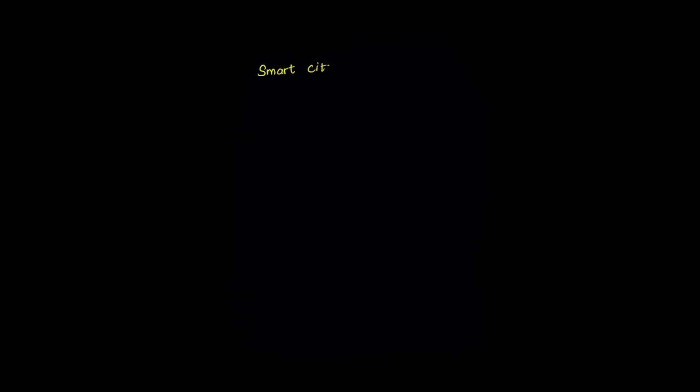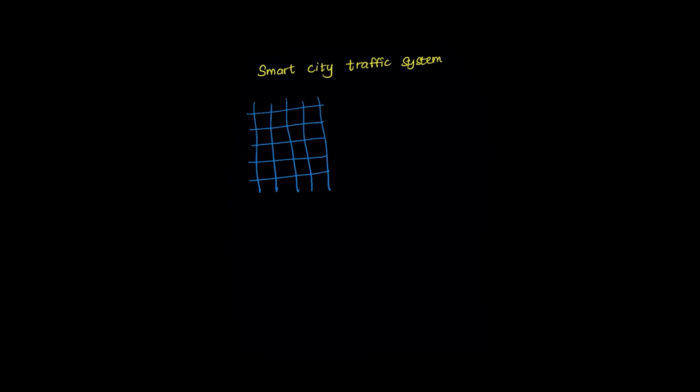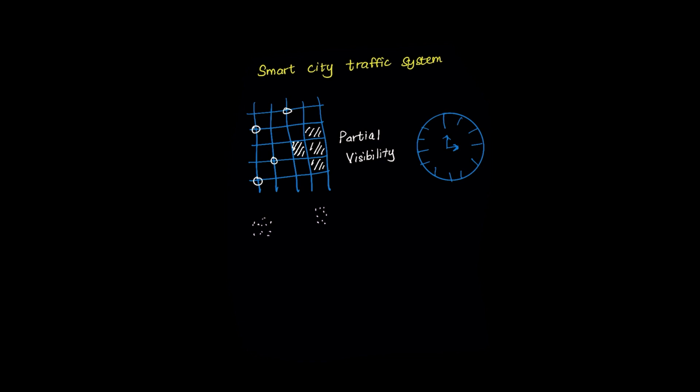Smart city traffic coordination showcases the complexity of multi-agent dynamic environments. The system is partially observable because no single sensor can see all vehicles, pedestrians, and conditions across the entire city. It's dynamic because traffic patterns change constantly throughout the day, with rush hours, accidents, and events creating unpredictable variations.